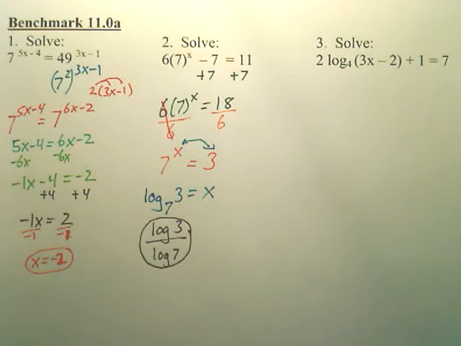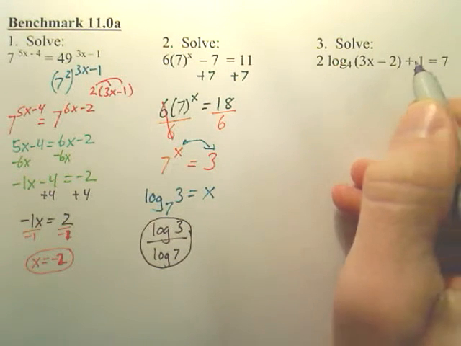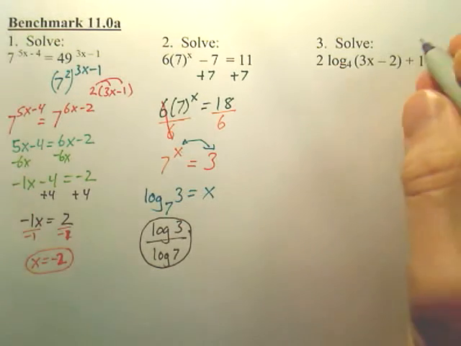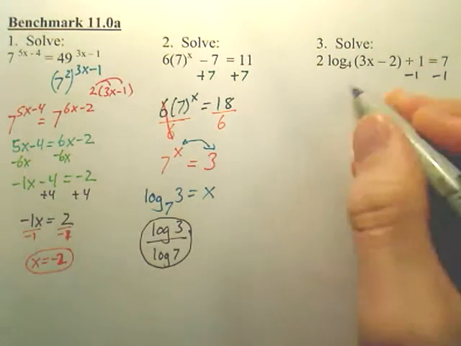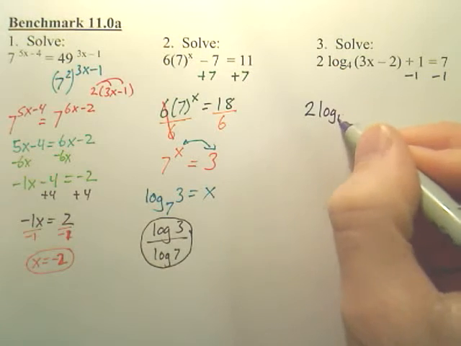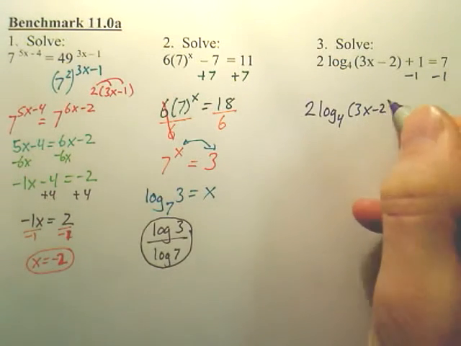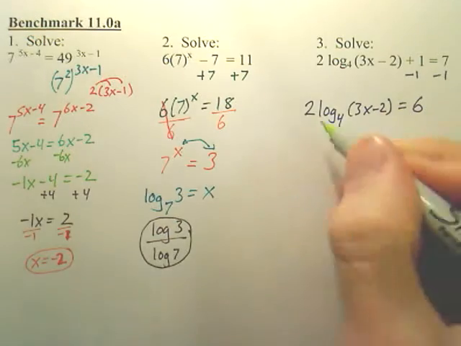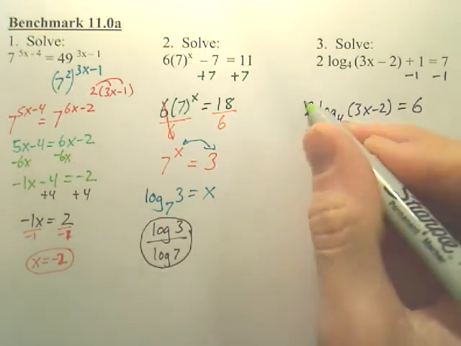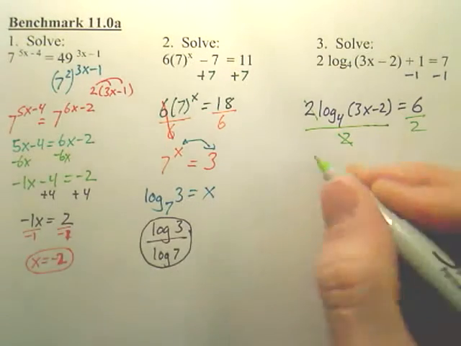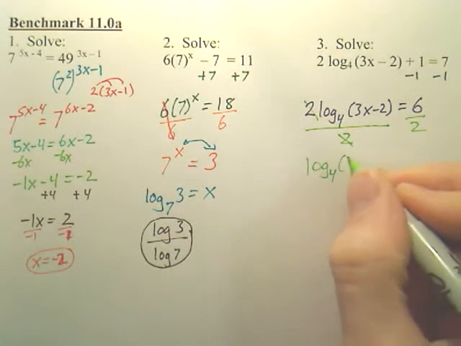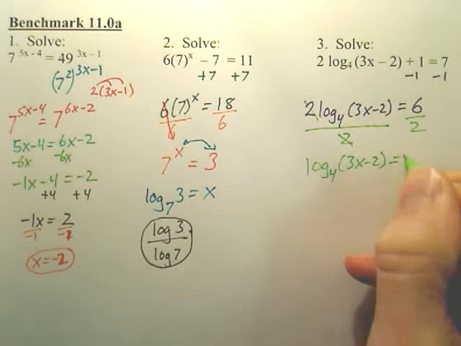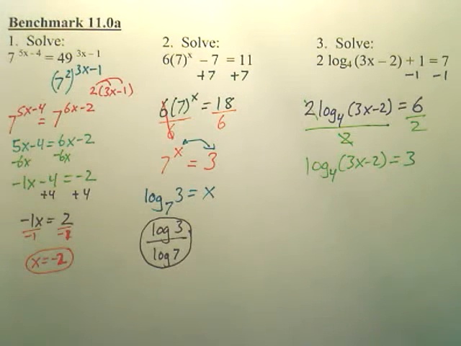Alright, number 3. For this one, I want to solve and get the log by itself first. So the first step here is minus the 1 over. So I have 2 log base 4 of 3x minus 2 equals, looks like 6. And then I want to get this 2 over here, so you can divide it because it's held on by multiply. So we have log base 4 of 3x minus 2 equals 3. So the log's by itself, so we're good.